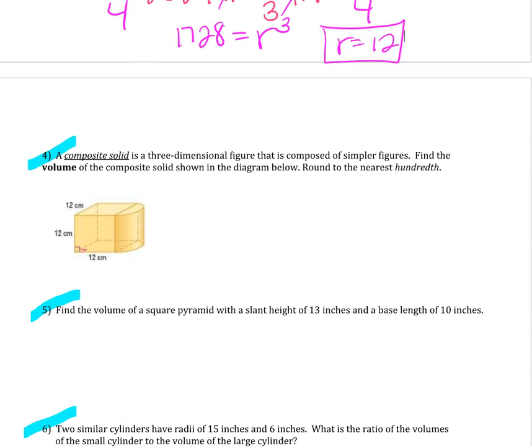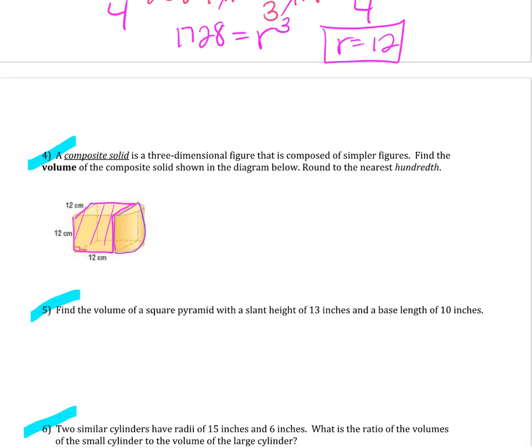All right, a composite solid is a three-dimensional figure that's composed of simpler figures. Find the volume of the composite solid in the diagram below, round to the nearest hundredth. All right, so what I'm seeing here is a cube. You guys see that? This is your cube. And then this looks like half of a cylinder.